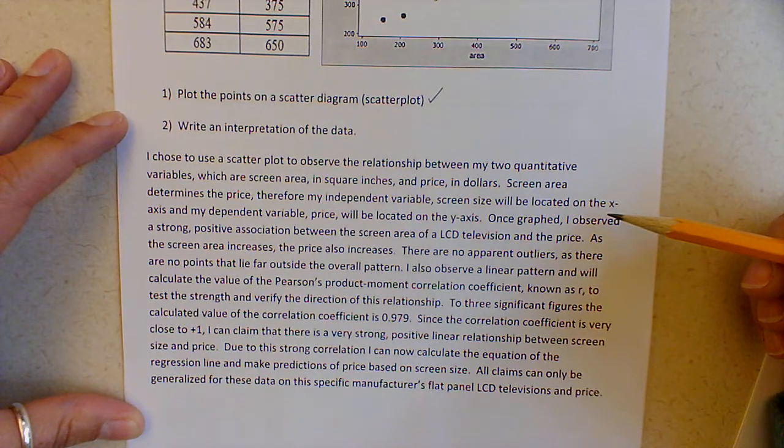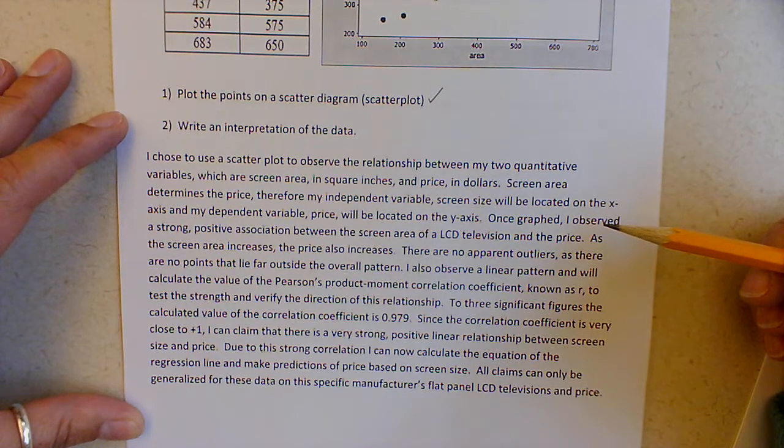There are no apparent outliers, as there are no points that lie far outside the overall pattern. I also observe a linear pattern and will calculate the value of the Pearson's product moment correlation coefficient, known as R, to test the strength and verify the direction of this relationship. To three significant figures, the calculated value of the correlation coefficient is 0.979. Since the correlation coefficient is very close to +1, I can claim that there's a very strong positive linear relationship between screen size and price.